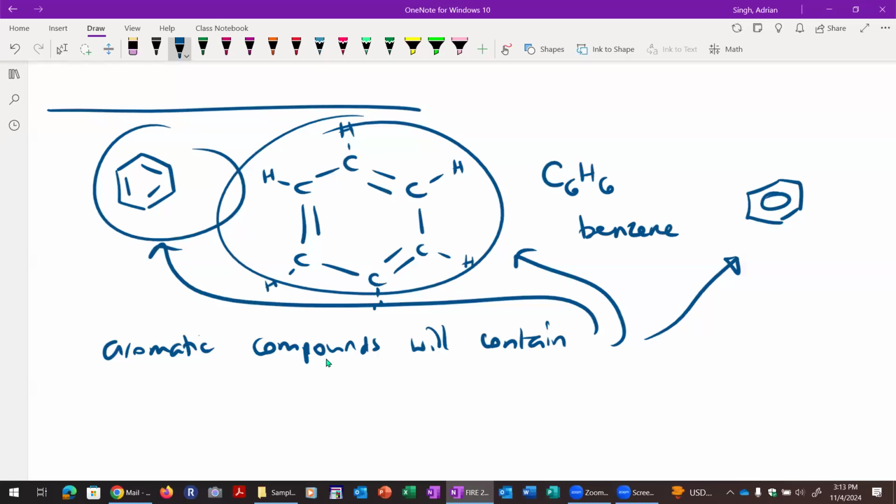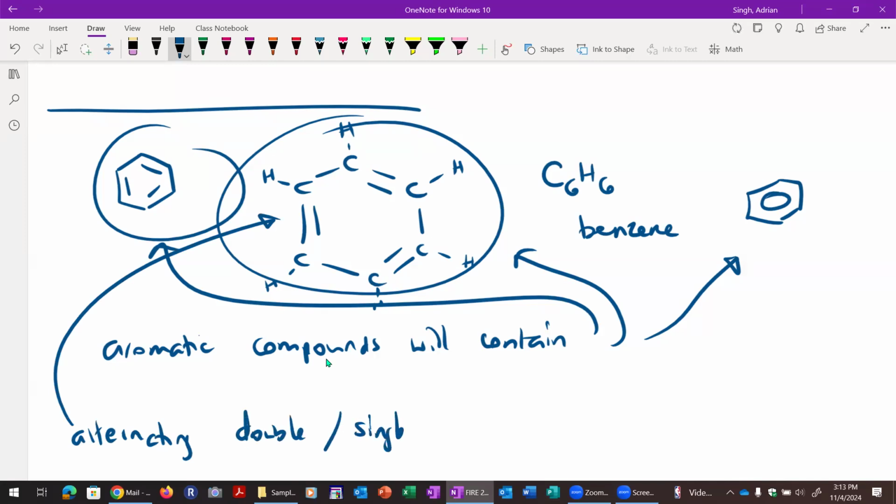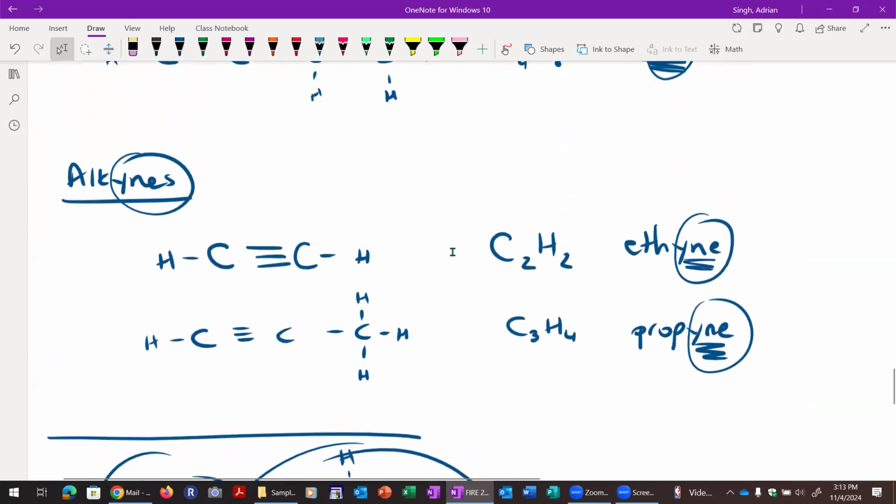The double bonds in here, by the way, they're free to kind of rotate around. Okay, so the alternating is the key thing here, alternating double and single bonds in the hexagon. We'll just call it a hexagon for now. Okay, so this is an example here of aromatic. So the characteristic of an aromatic compound is if you see this benzene ring in their structures.